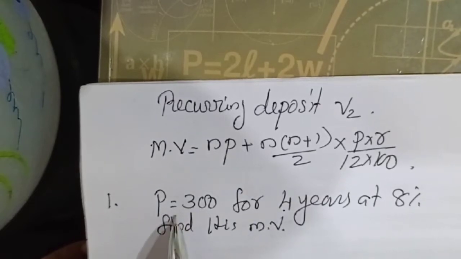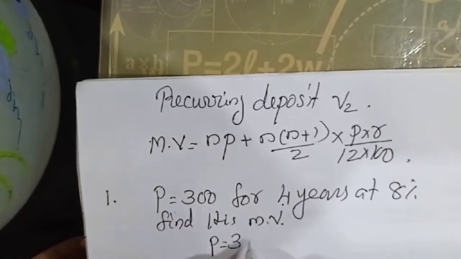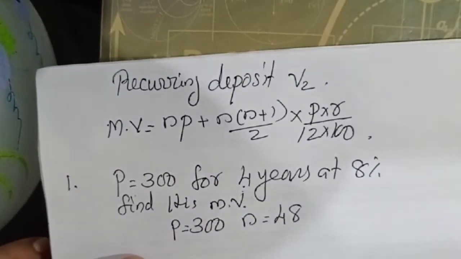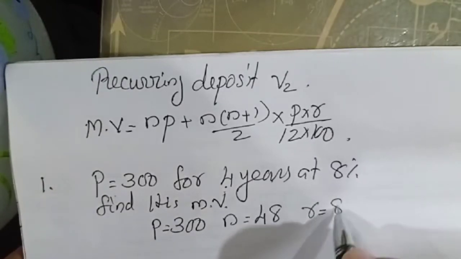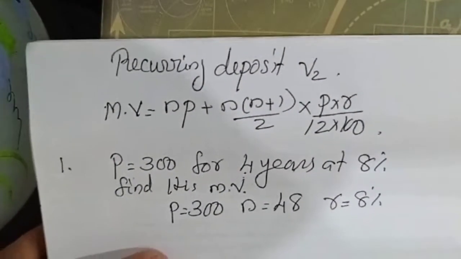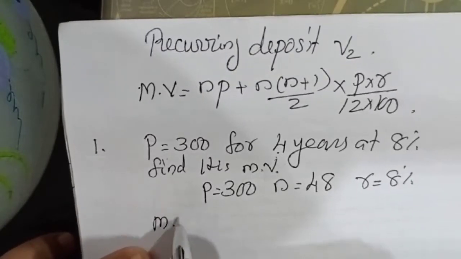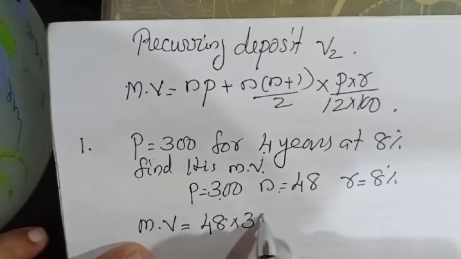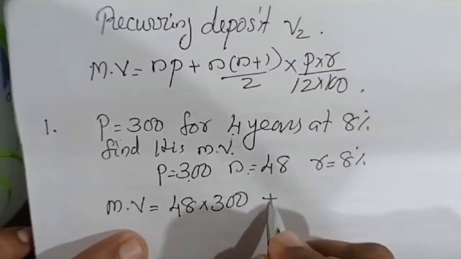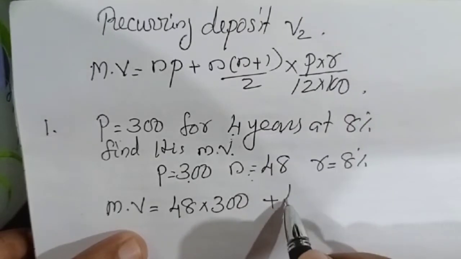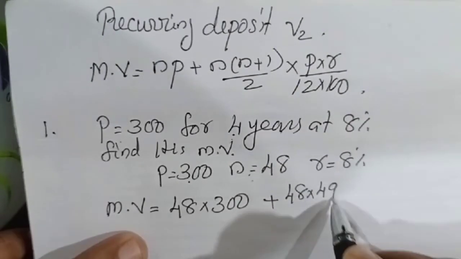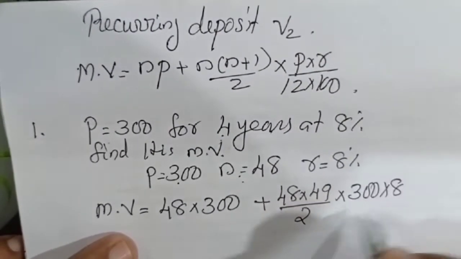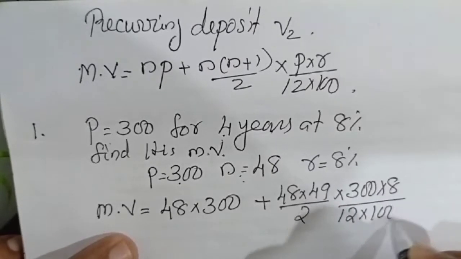Then here the sentence given, P is 300. N is 4 years means 12 fours are 48. Very good. And rate is equal to 8%. Now, substituting in the formula, MV is equal to NP, 48 into 300 plus N into N plus 1. That is 48 is N. N plus 1 is therefore 48 into 49 by 2 into P, 300 into rate, 8 by 12 into 100.